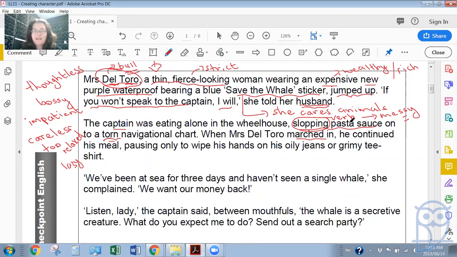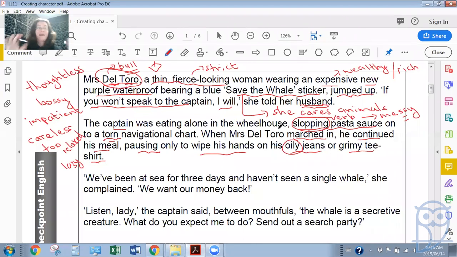Excuse me. He continued his meal. He doesn't even stop. He just continues eating, right? Which is strange. Usually, when somebody comes to speak to you, you're the captain of the ship, you probably put everything down and pay attention to your customer, your client, your passenger, okay? But he does pause, pausing only to wipe his hands on his oily jeans or grimy t-shirt. Disgusting, okay? So he pauses only to wipe his hands on his oily jeans.